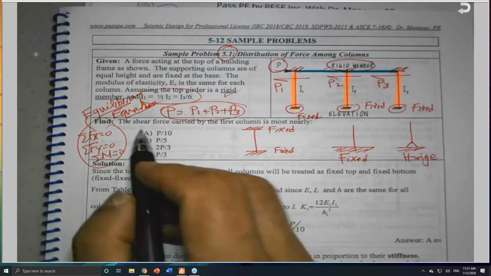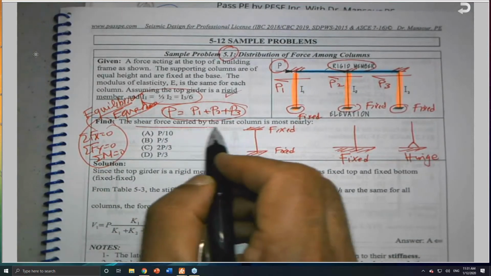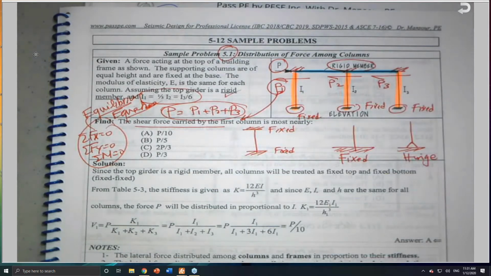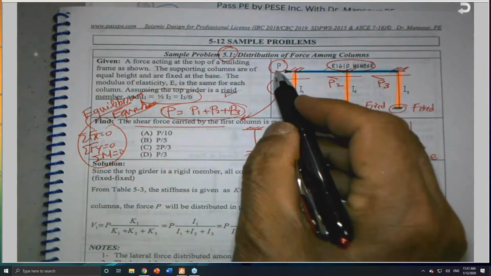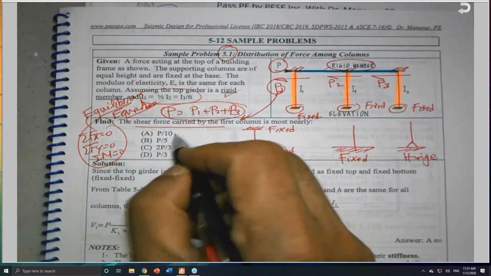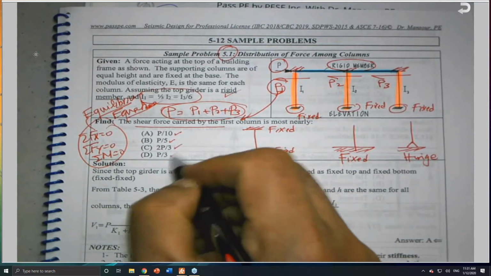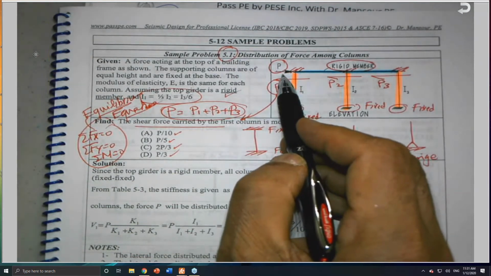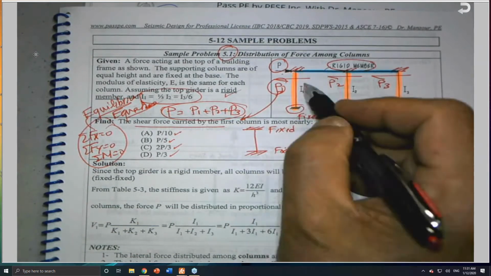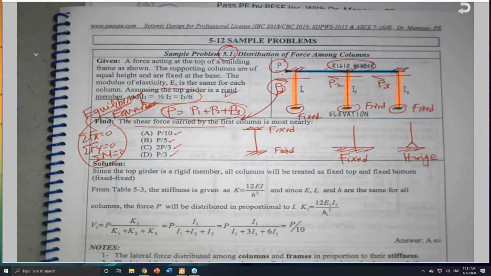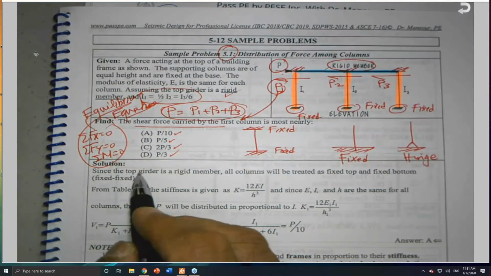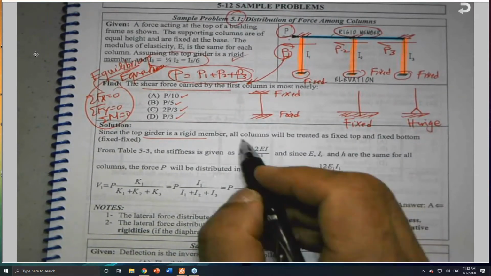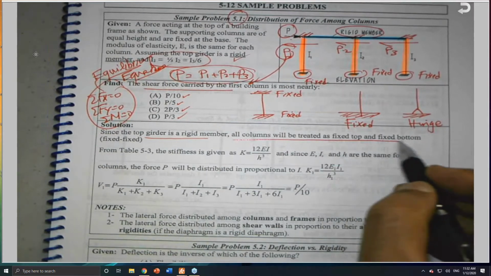So it's asking for the shear force carried by the first column, which is this one here. It is looking for P1. How much, in proportion to this P? Is it 1/10, 1/5, 2/3, or 1/3? So if this is the total lateral force, seismic force, I have P1 and P2 and P3. Since the top girder is rigid, all columns will be treated as fixed top and fixed bottom.